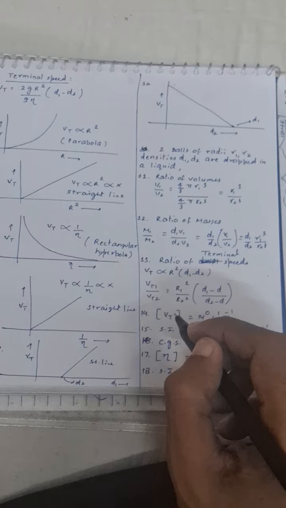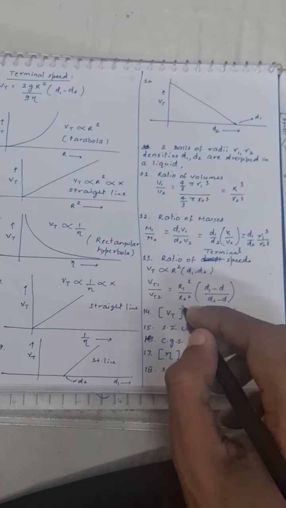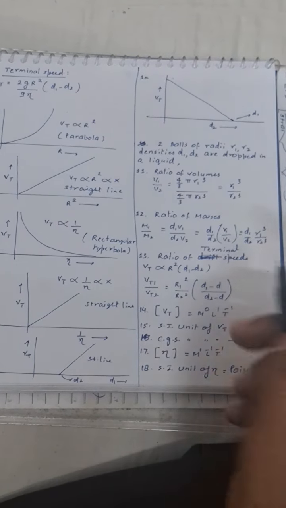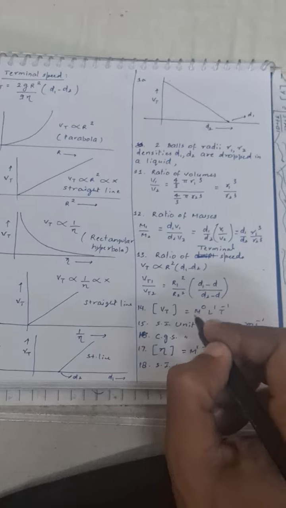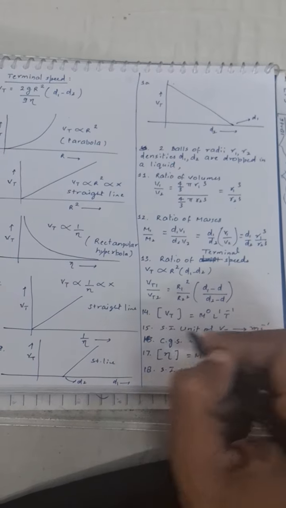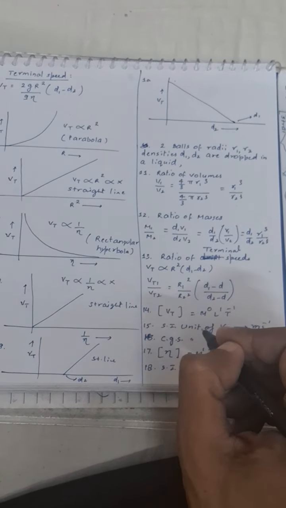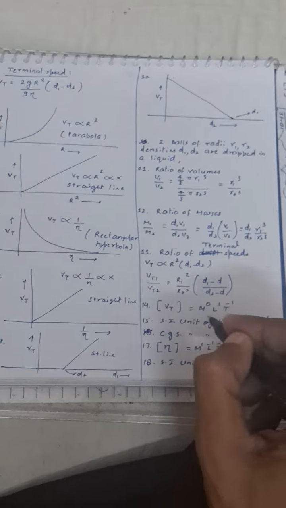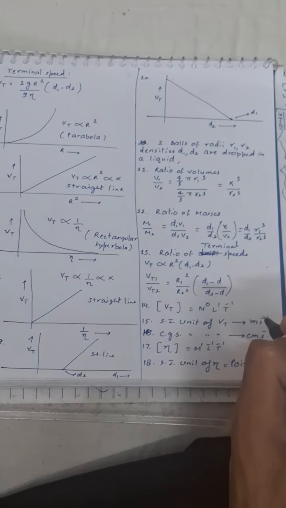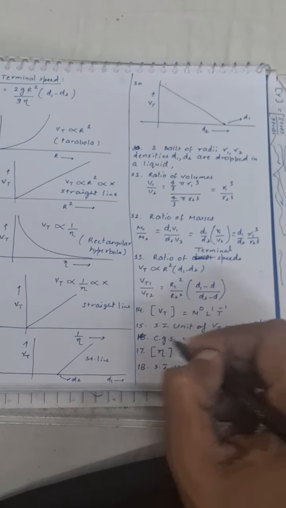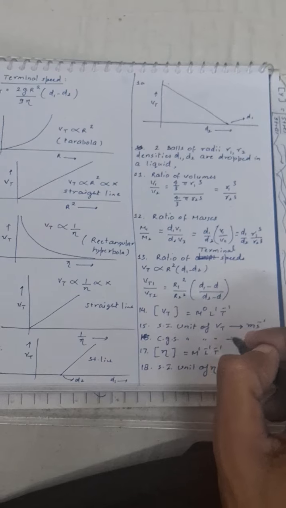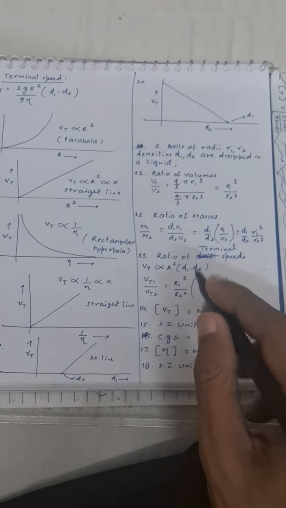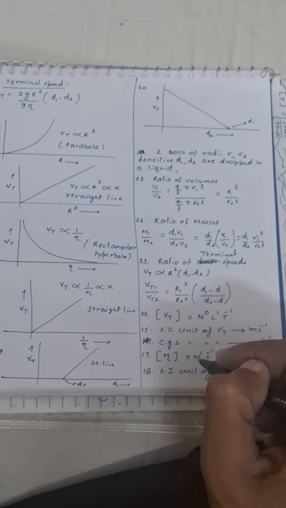Next we have the dimension of terminal speed. Terminal speed is itself a speed, so its dimension will be M0 L1 T minus 1. Next question is the SI unit of terminal speed. The SI unit is meter per second. Next is the CGS unit of terminal speed. It is centimeter per second. Next is the dimension of eta.